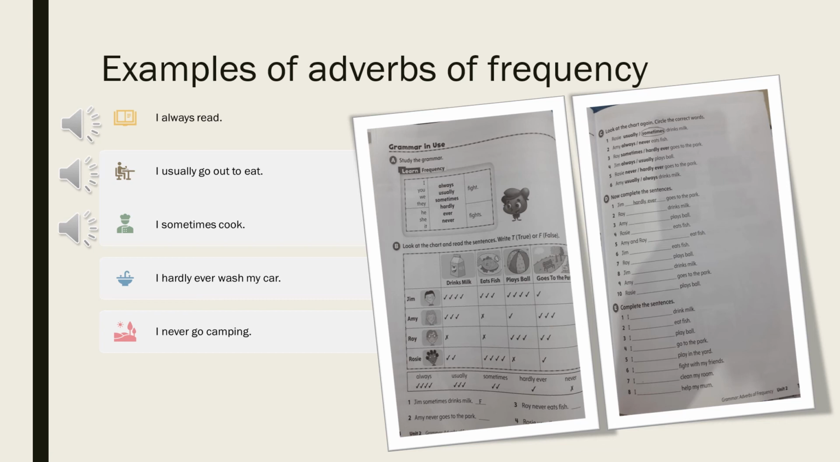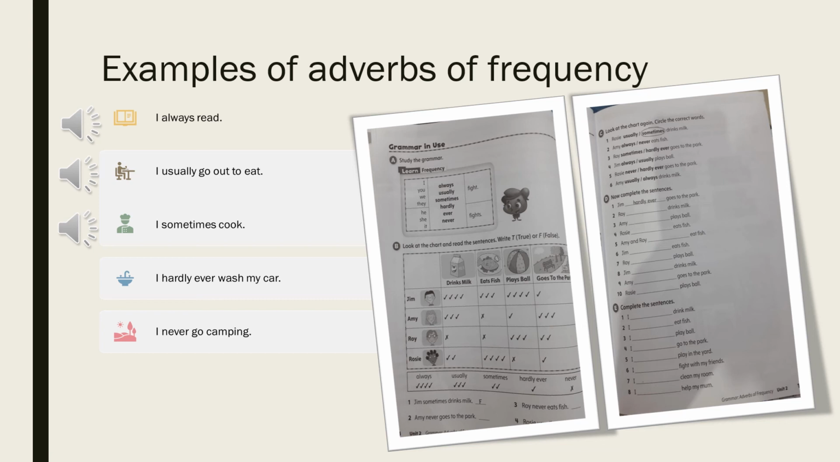Number 2, Amy always or never eats fish. Go in the Amy box and eats fish. Yes, Amy never eats fish. Number 3, Roy sometimes or hardly ever goes to the park. Go in the Roy column and see goes to the park. It shows 2 checks, that means sometimes. So Roy sometimes goes to the park.